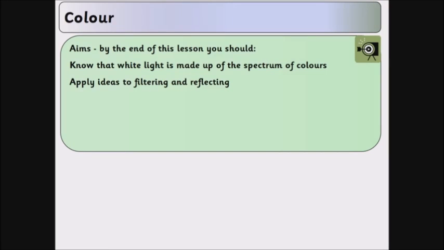This is a lesson on colour, some very quick aims, shouldn't take us too long. By the end of this you should know that white light is made up of a spectrum of colours and some ideas of how filtering and reflecting works.